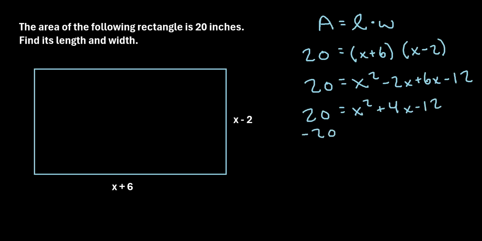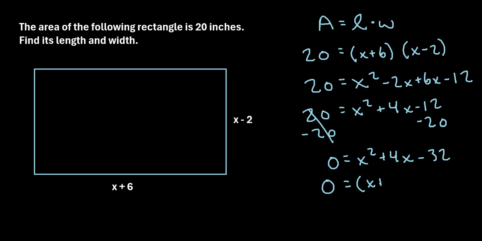Next, we can subtract a 20 from both sides. So on this left-hand side, these 20s cancel out. We're left with 0 is equal to x squared plus 4x. And here we have a negative 12 minus 20, that's minus 32. So what we have on the right-hand side is a quadratic equation equal to 0. So what we can do is we can factor this right-hand side. And the way that we do that is we ask ourselves, what numbers multiply to negative 32 but add to positive 4? Well, that would be 8 and negative 4. So what we can do is we can rewrite the right-hand side as x plus 8 and x minus 4.